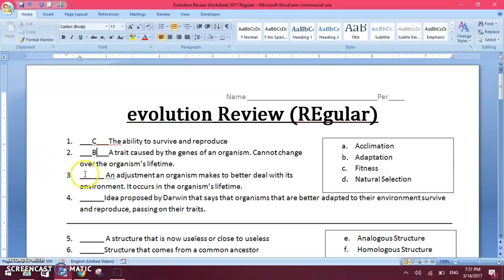All right, number three, an adjustment an organism makes to better deal with its environment. It occurs in the organism's lifetime. This is acclimation, so letter A. Okay, so this is something that an organism learns in its lifetime, or it's just something that happens that changes the organism in its lifetime, but it doesn't actually change the DNA or the genes of the organism. So there was a really silly example about a wolf that got its hair burned off in a fire. Okay, getting your hair burned off doesn't change your DNA, right? It's just something that happened, okay? And maybe because his hair got burned off, he is able to survive better or maybe survive worse, but that would be an acclimation, all right?